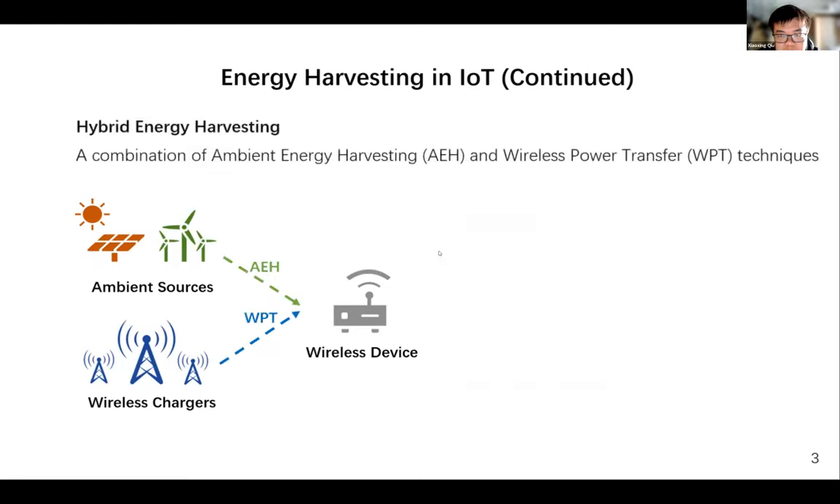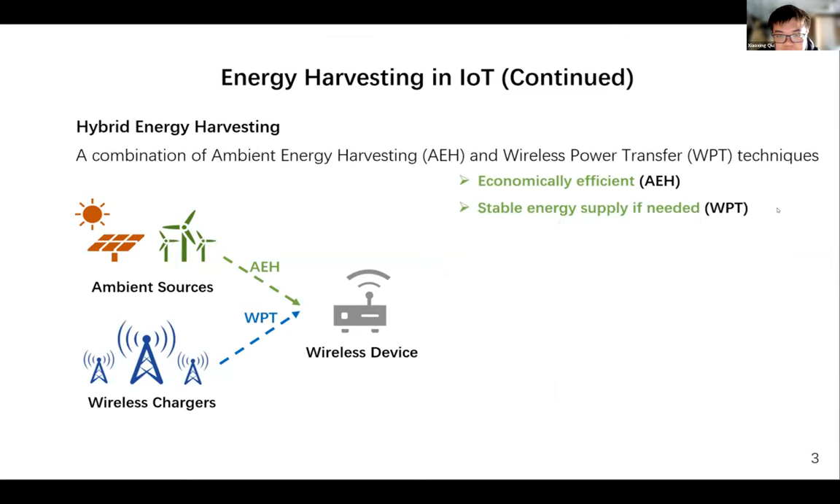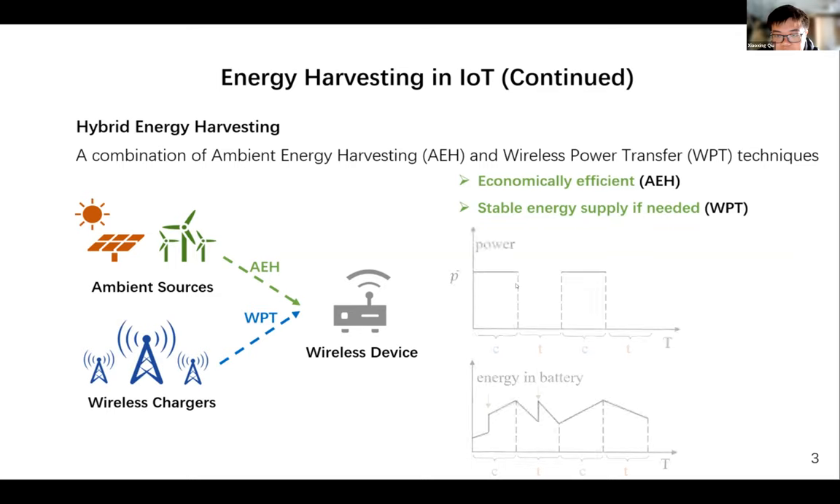And the hybrid energy harvesting is economically efficient since it harvests the energy from the environment. We can also provide a stable energy supply through WPT. With hybrid energy supply, the energy in the battery can have sudden rise in both charging phase and transmission phases due to the ambient energy arrival.